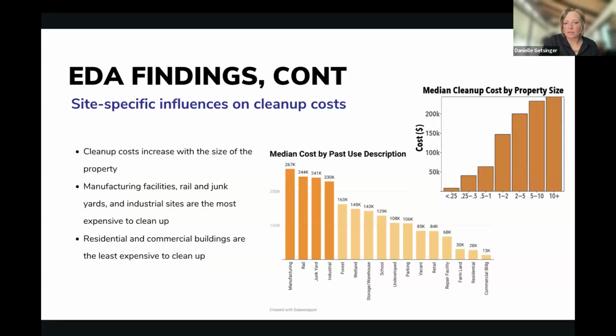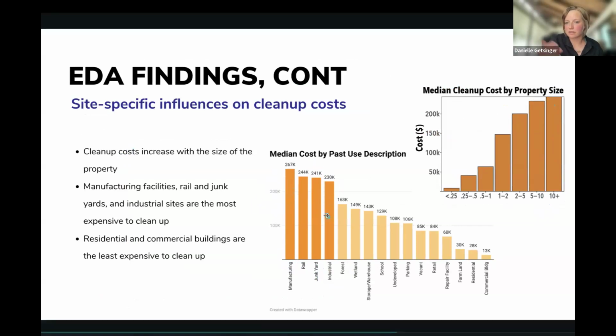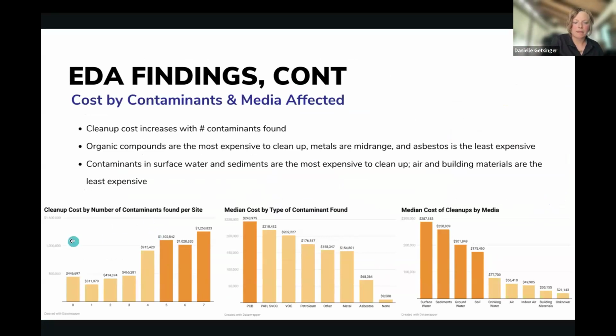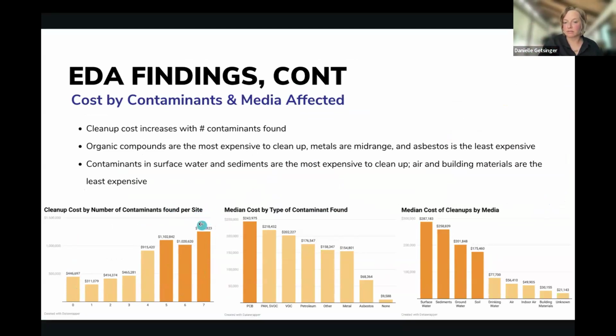The other things that we found, which were not surprising, is that the cost of cleanup is going to go up with the size of the property. The big players in the high cost cleanups are manufacturing, rail yards, junk yards, and industrial properties. Cleanup by media and the types of contaminants found, we're finding that we're going to have a whole lot more cost the more contaminants that you have. That makes sense. PCB, these are the types of contaminants.